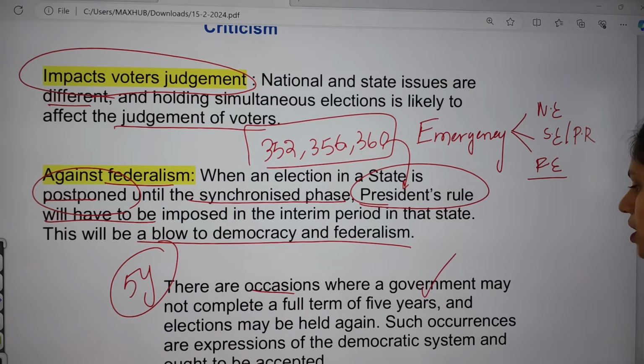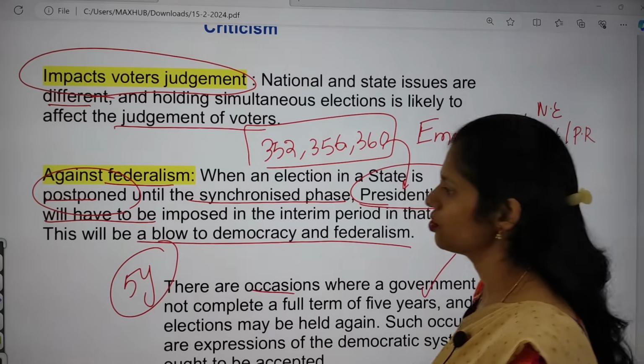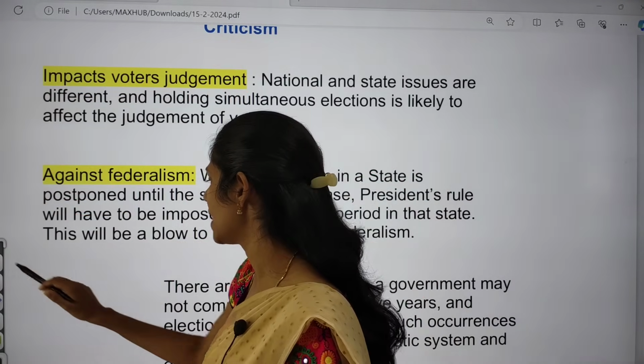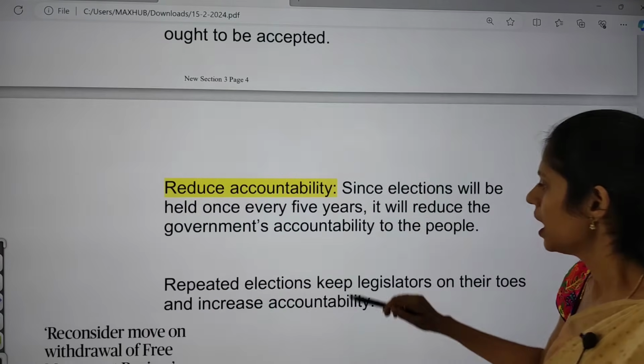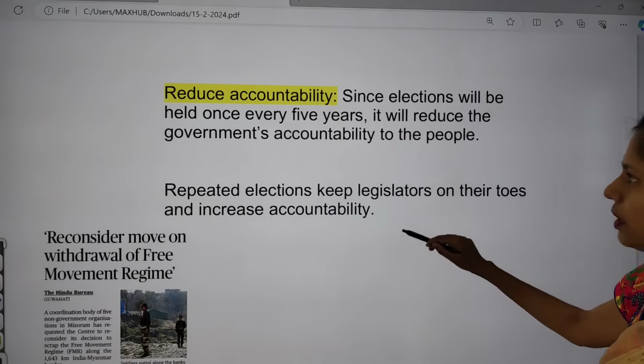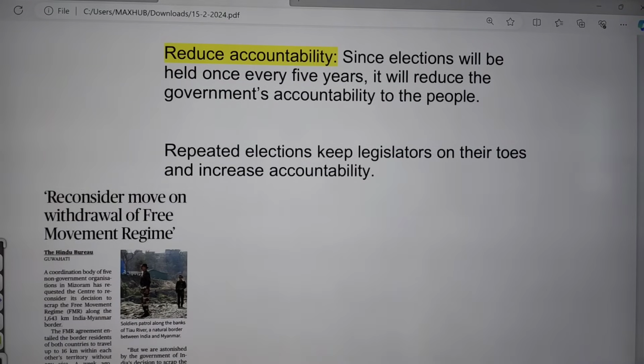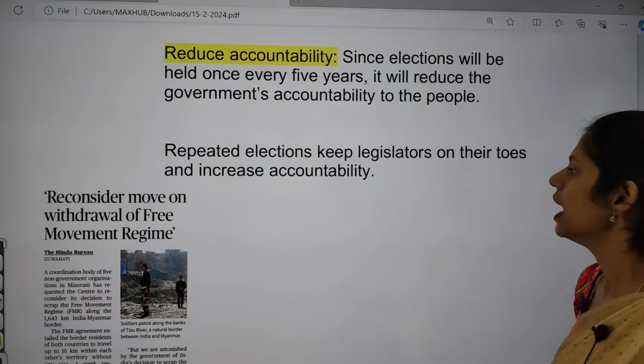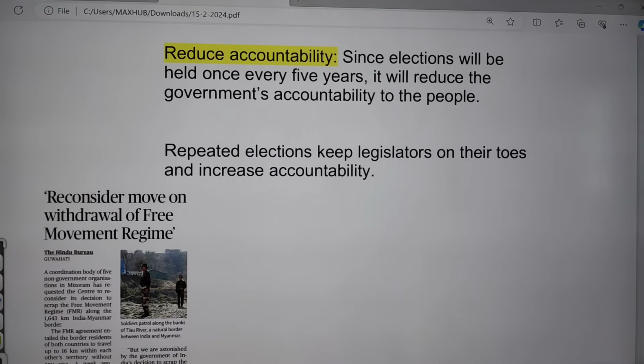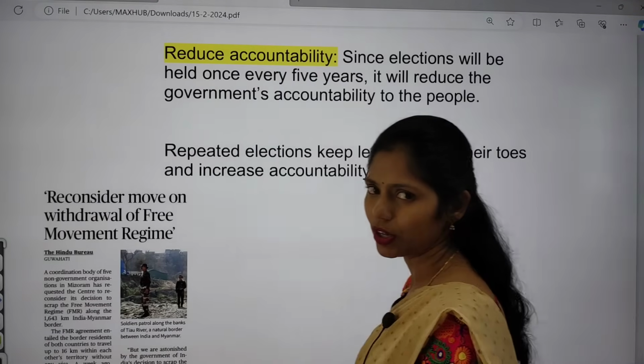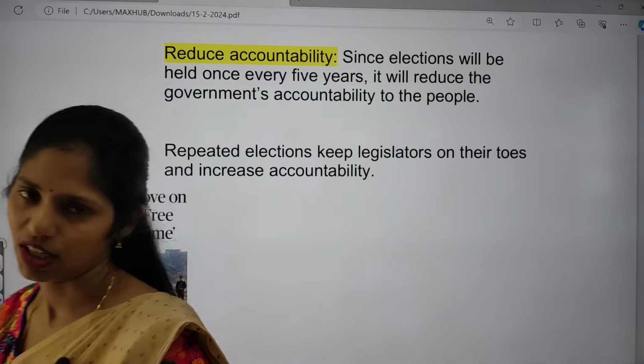Okay, so because of this, it is also one cause of concern regarding implementation of simultaneous elections. And even if you are imposing simultaneous elections, that will also reduce accountability. Repeated elections keep the legislature on their toes and increase accountability. So all these things are very, very important regarding simultaneous elections.